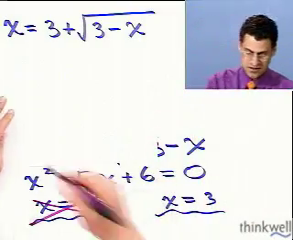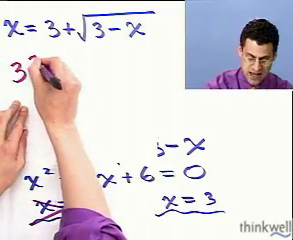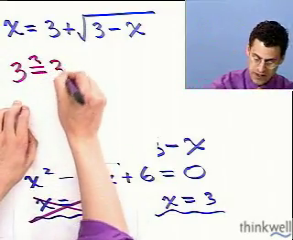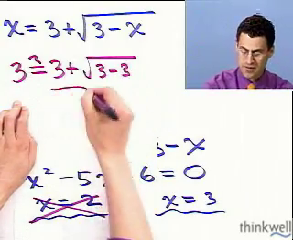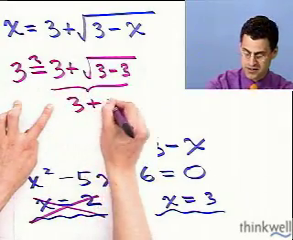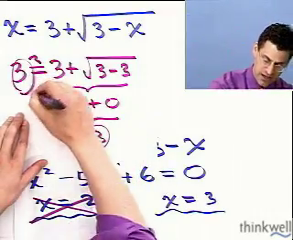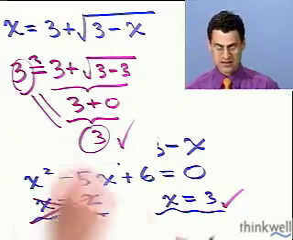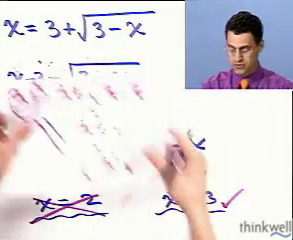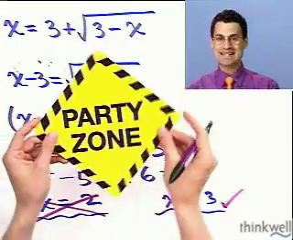Always have to check. So let's plug 3 in here. 3 on the left for x would be 3. Does that equal 3 plus the square root of 3 minus 3? Well, 3 minus 3 is 0, so this is 3 plus 0, and that equals 3. Voila! 3 equals 3. It checks. So there's one answer to this radical equation, and that's x equals 3. And as always, it's party time.